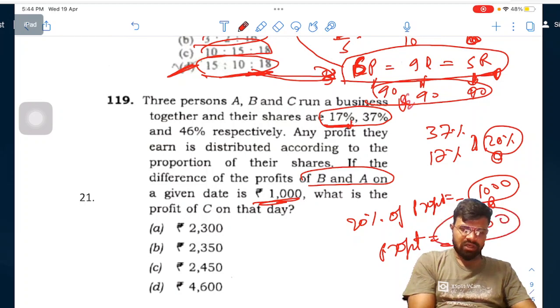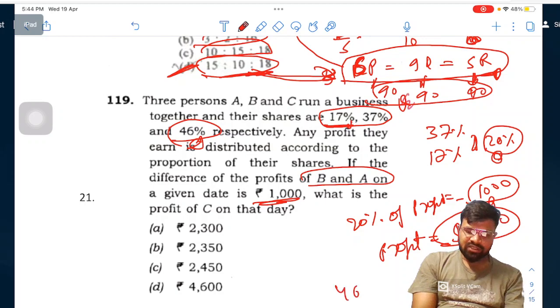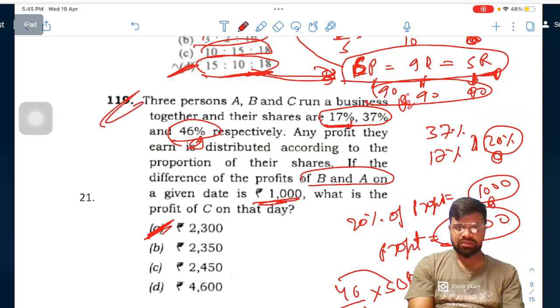Now, how much is C getting out of this 5000? 46%. So you have to find 46% of this 5000. That will be 2300. 46 into 100 by 2, that is 2300. This is how you do this.